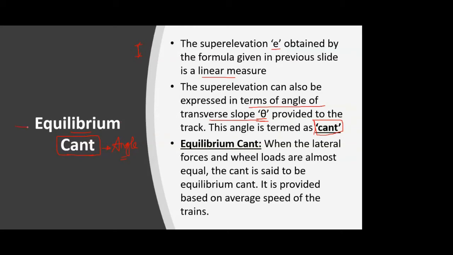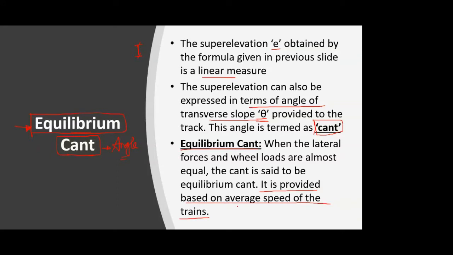Okay, then there is something called equilibrium Cant. Now if we just think of this word equilibrium, we use this term when we have found a balance in your system. Okay, that's what we say, that your system is in equilibrium, or if it is in balance, we call it that the system is in equilibrium. So equilibrium Cant is nothing but when the lateral forces on both the rails are equal. Okay, lateral forces and wheel loads are almost equal. The Cant is said to be equilibrium Cant, and this is important.